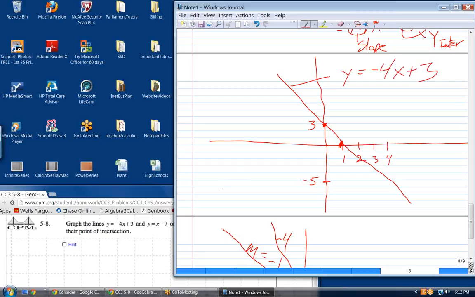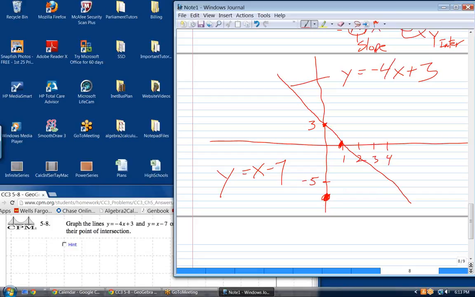Now let's graph the line y equals x minus 7. Where does that start? It starts at -7. Yep, that's the y-intercept. Learn the words. Learn to call that the y-intercept. It'll make it easier for you. So that's right there, approximately. We know this line goes through that point.